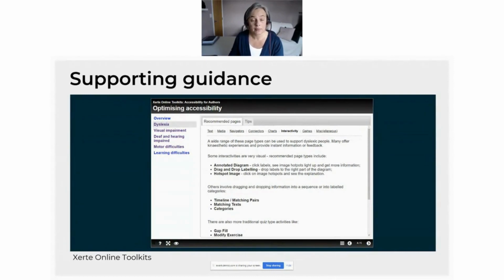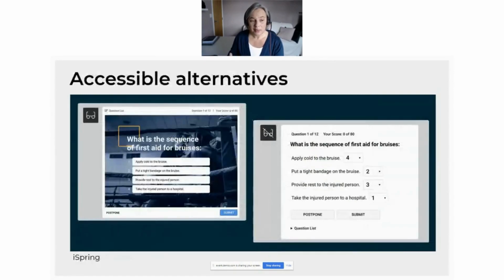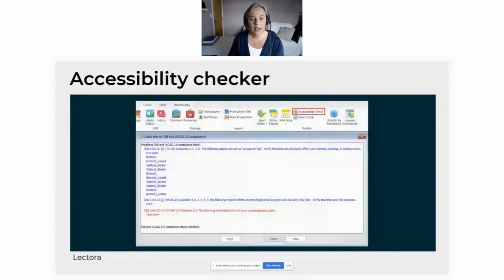So really helpful information. Another best practice, you may be aware of this example, is to have accessible alternatives. So you could have an ordering drop down activity instead of an ordering drag and drop activity, which is really helpful to make sure that your content is interactive but is also accessible.